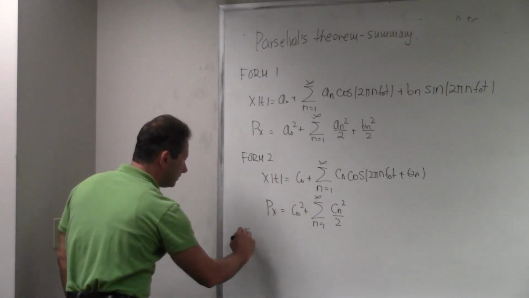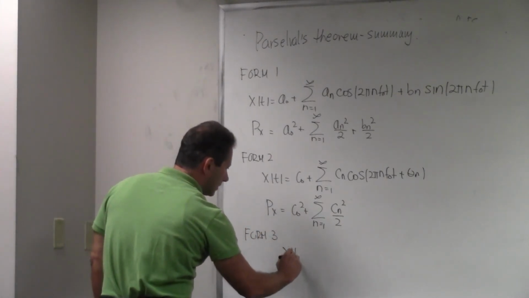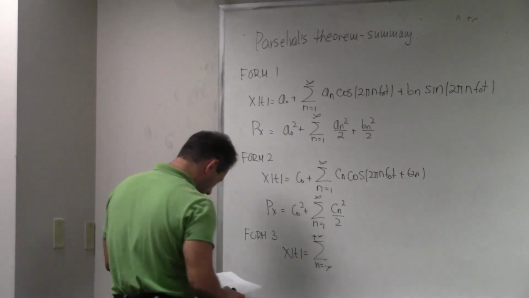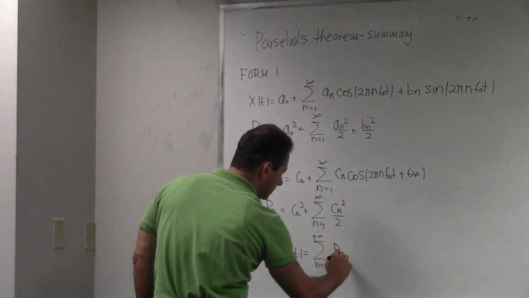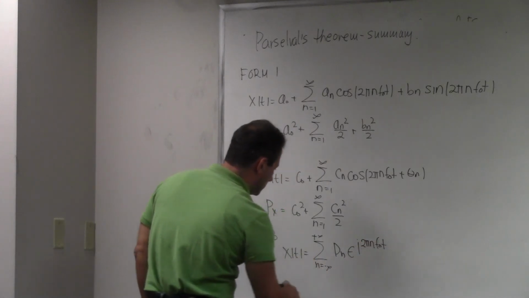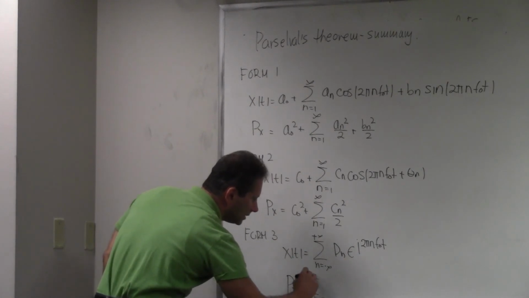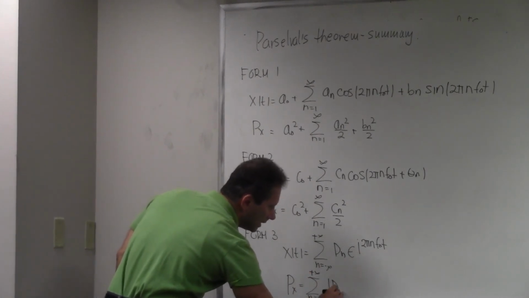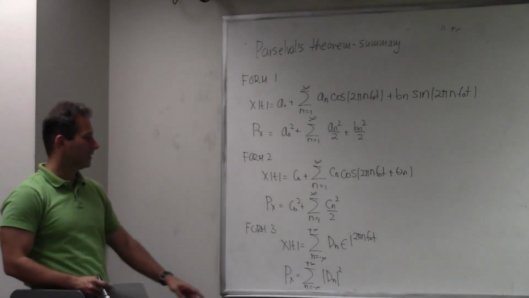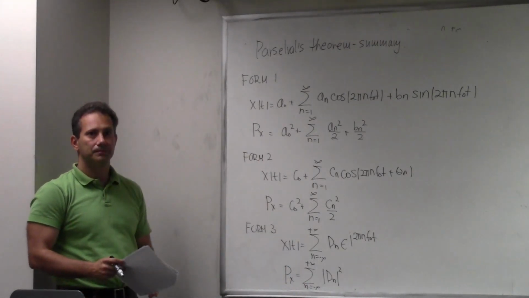And in form 3, x of t is given as the sum, n from minus infinity to plus infinity, of dn e to the j 2 pi n f0 t. Here, the power of the signal is the sum, n from minus infinity to plus infinity, of dn squared. So this is even nicer. It's shorter, but it doesn't have the nice intuitive interpretation that the others do. Okay?